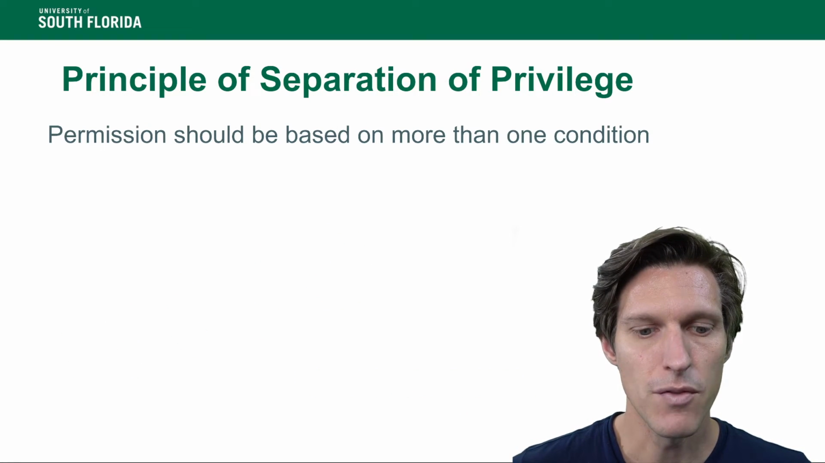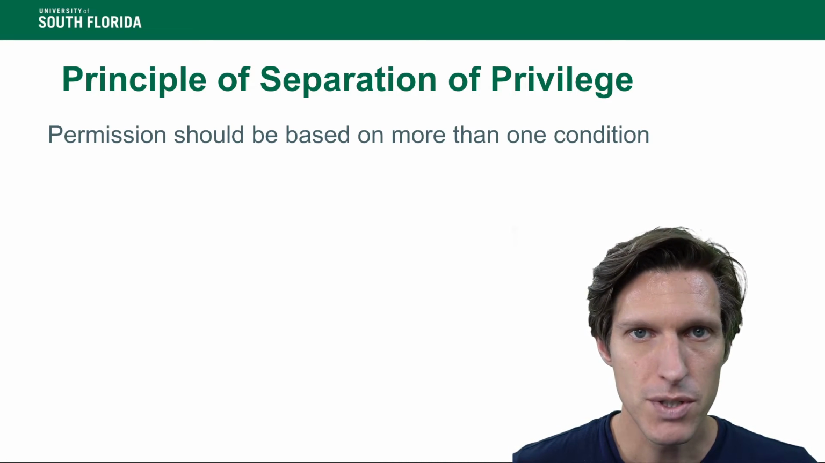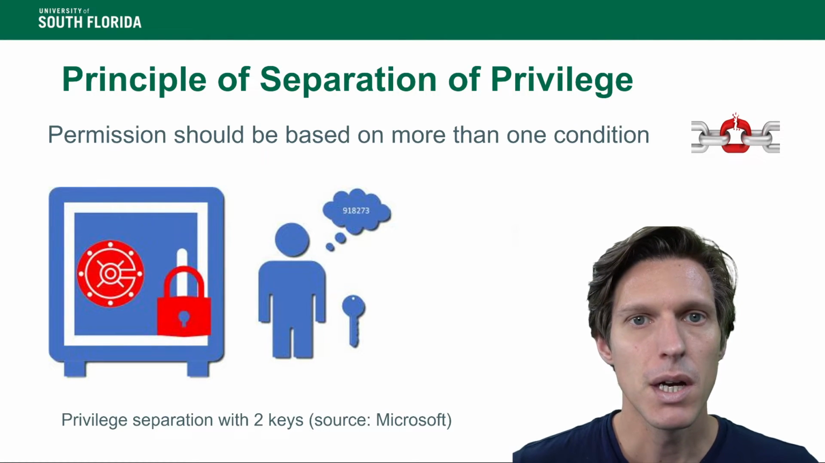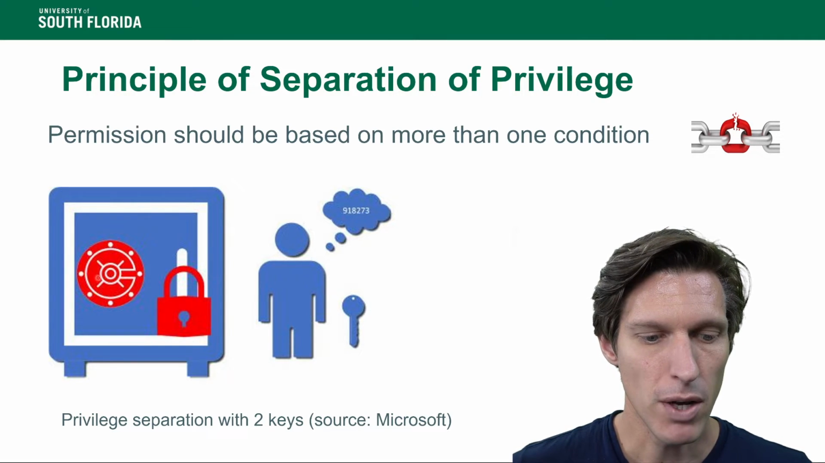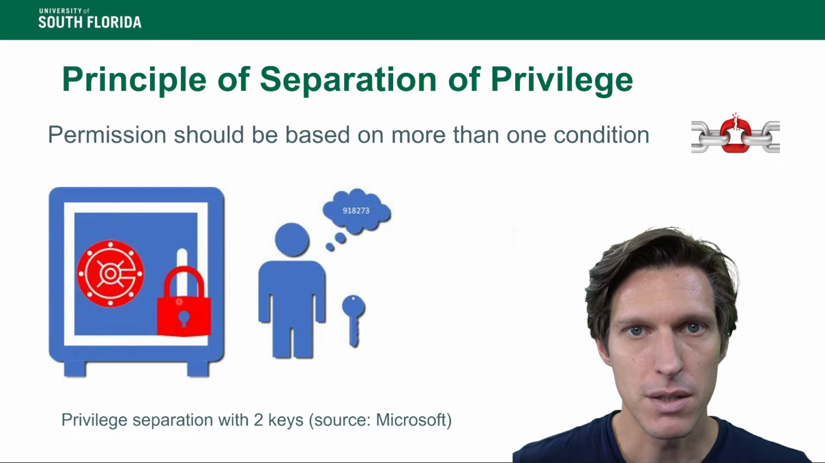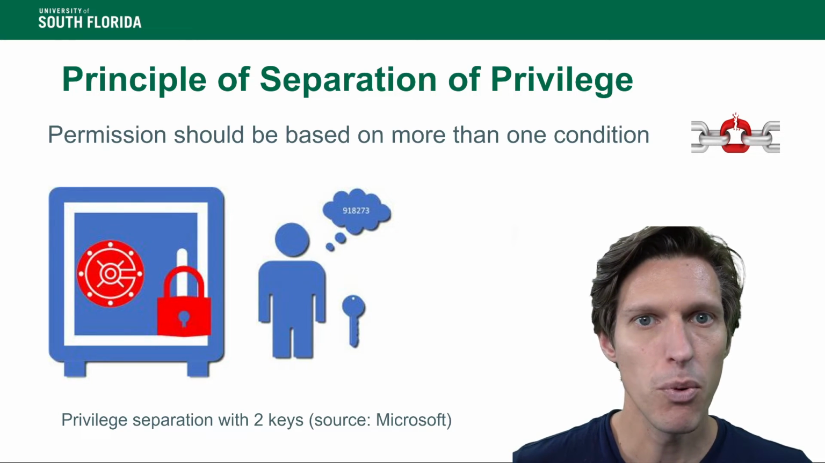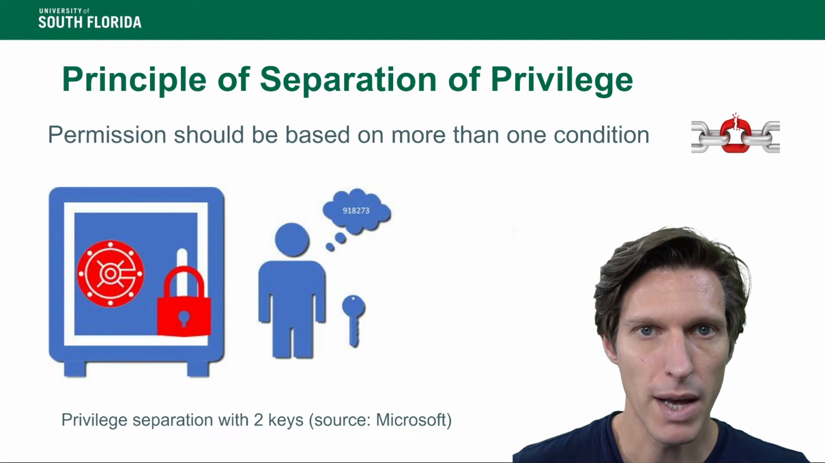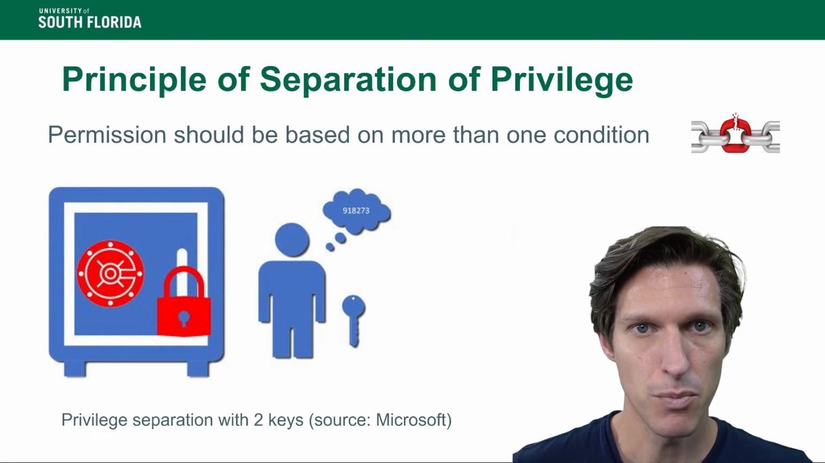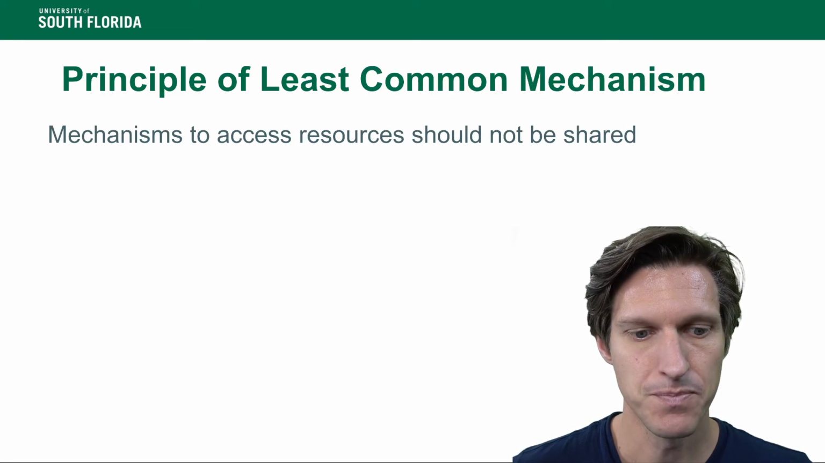Now, the principle of separation of privilege means that for accessing a resource, it's better to use multiple conditions. Here, for example, we see a case of two locks for one safe. If two locks are necessary for one safe, then you avoid the situation of a single point of failure. You want access to be guaranteed by at least two independent conditions, so that if there is a point of failure, then at least security will be guaranteed by the other condition.